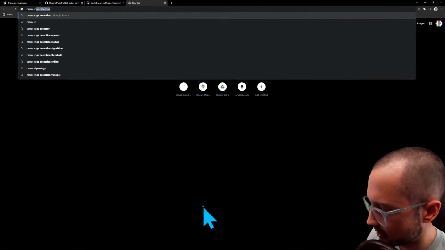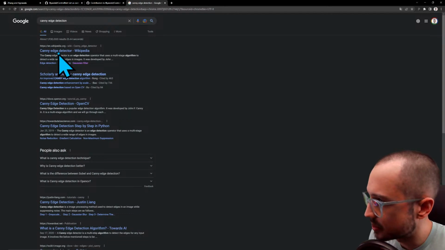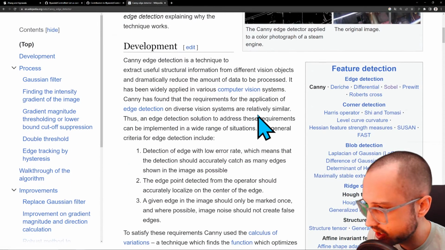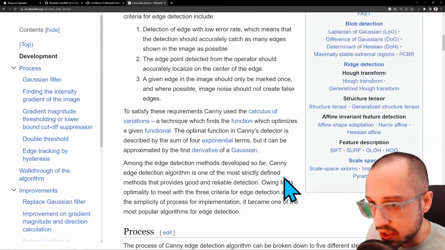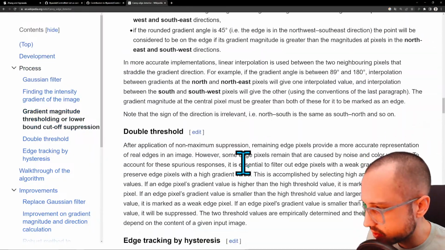So this is an old school computer vision algorithm. This is not recent. This has been out for a very long time. Can we actually see on Wikipedia when it was originally created?